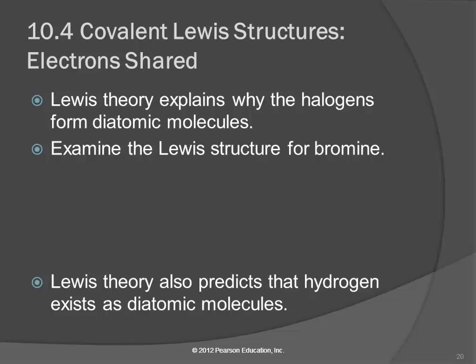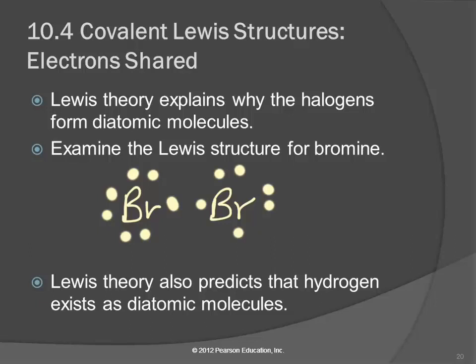Lewis theory helps us to understand those diatomic elements. Remember those 7 horses need oats for clear brown eyes: hydrogen, nitrogen, oxygen, fluorine, chlorine, bromine, iodine. Let's look at bromine. This is going to help us understand why bromine makes a Br2 molecule. So bromine is Br, and we're going to have another one over here. And each of them has 7 valence electrons. Neither of them has an octet by itself, so they're not happy.